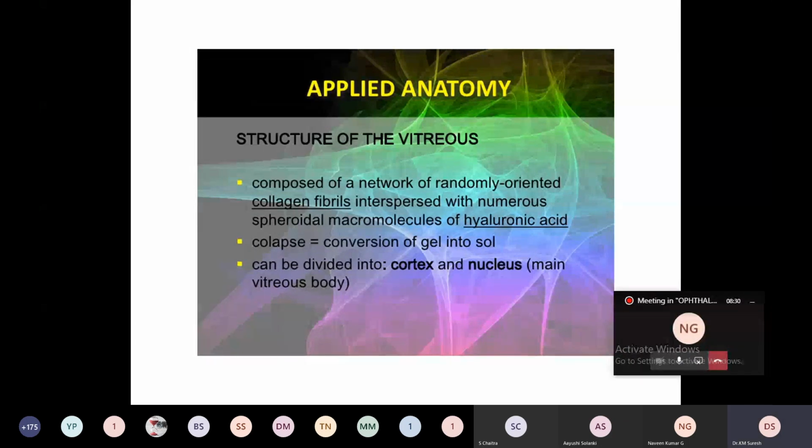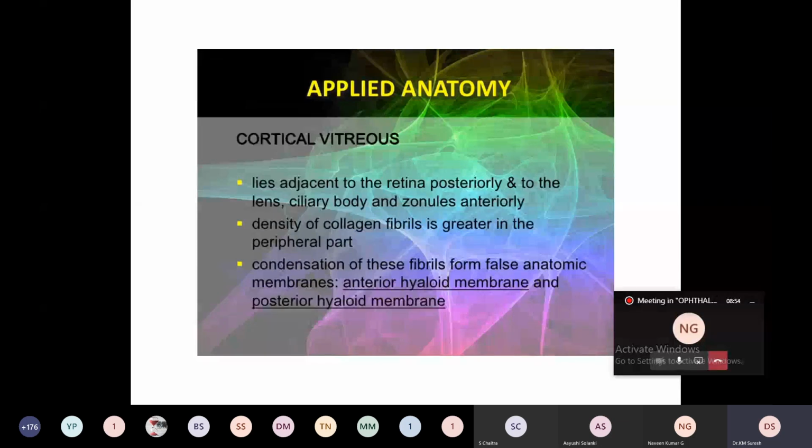Vitreous can be divided into 2 parts, cortex and the nucleus. Nucleus forms the main vitreous body, while cortex forms the peripheral abundant fibrils of the vitreous. Coming to the cortical vitreous, it lies adjacent to the retina posteriorly up to the lens, ciliary body and zonules anteriorly. Density of collagen fibrils is much greater in the peripheral part than in the central part.